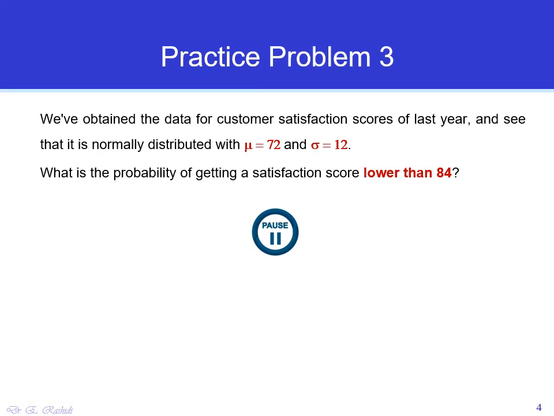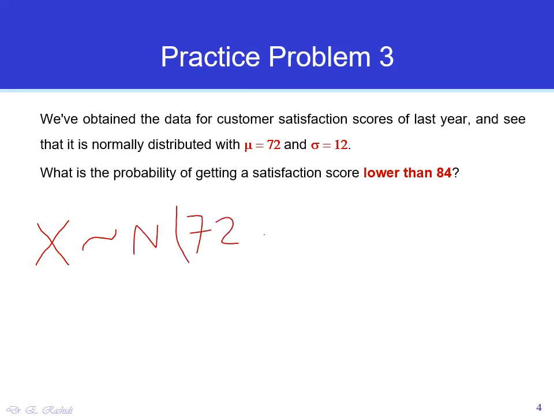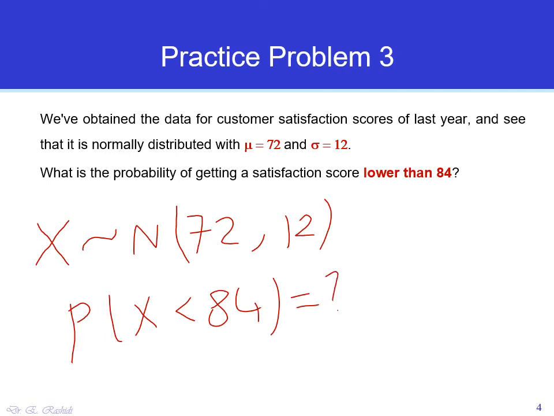All right, let's see the solution. So here we define random variable x as a satisfaction score that we get from customers. The question says that this follows a normal distribution with an average of 72 and a standard deviation of 12. What the question asks for is finding the probability that x is less than 84. We want to find this probability. So what we can do is convert this to a z distribution and then solve this problem.